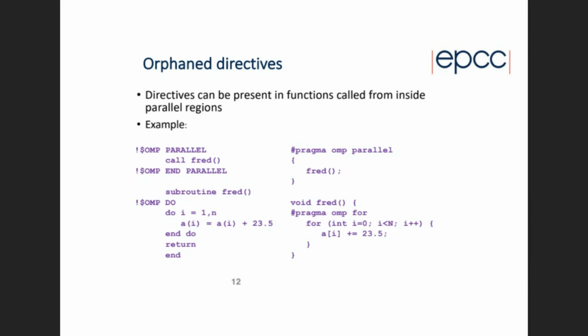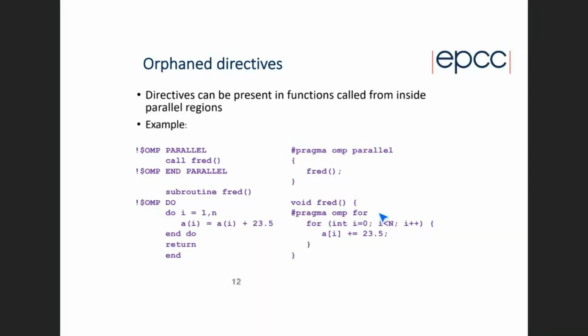Okay, so the next topic is orphaned directives. This is again a piece of terminology which refers to the case where we have directives that are present in functions which are called from inside parallel regions. A simple example is where we have a parallel region that has a function call inside it, and then that function in turn has a loop inside it, and we want to parallelize that loop. Essentially the basic message is that that just works fine.